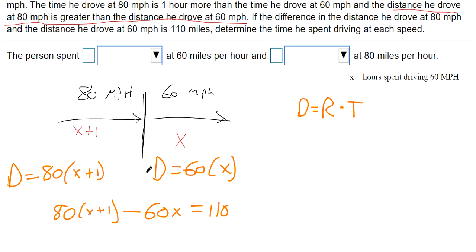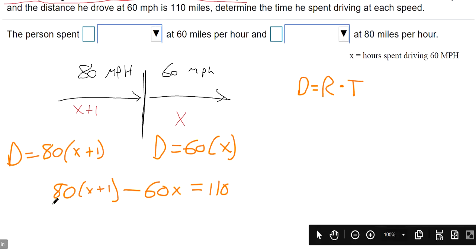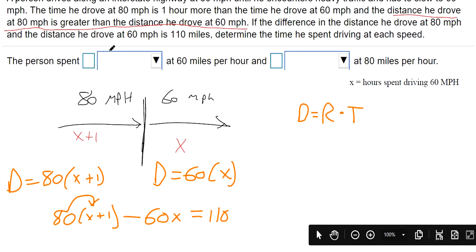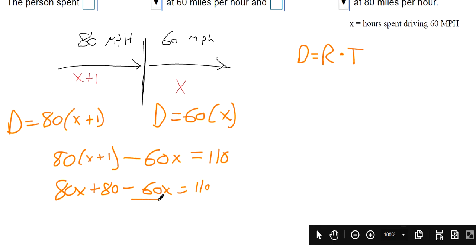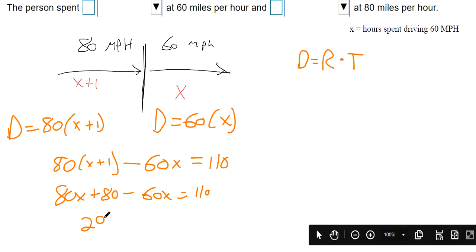So I guess I can finish this out. You'll have different numbers probably. There's different randomizations for each question, but 80 times x, using the distributive property, right? 80x subtracted by its like term, 60x, makes 20x.